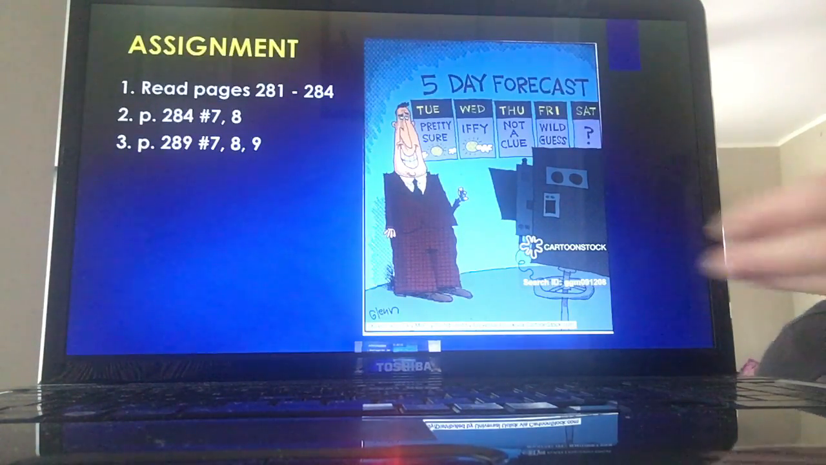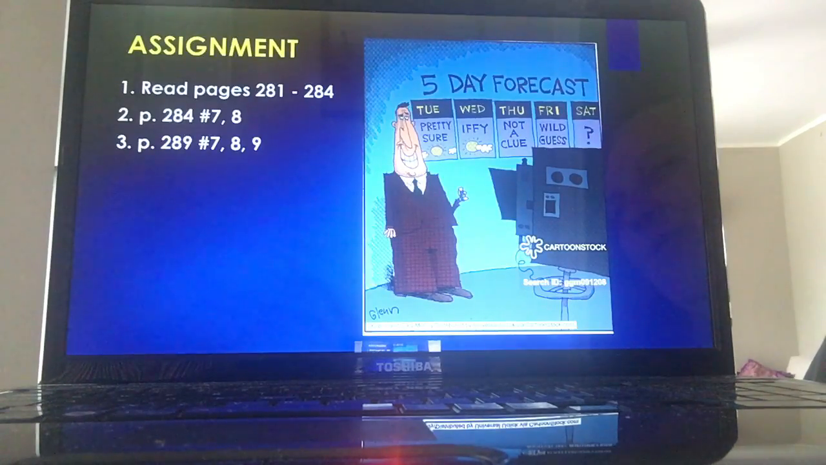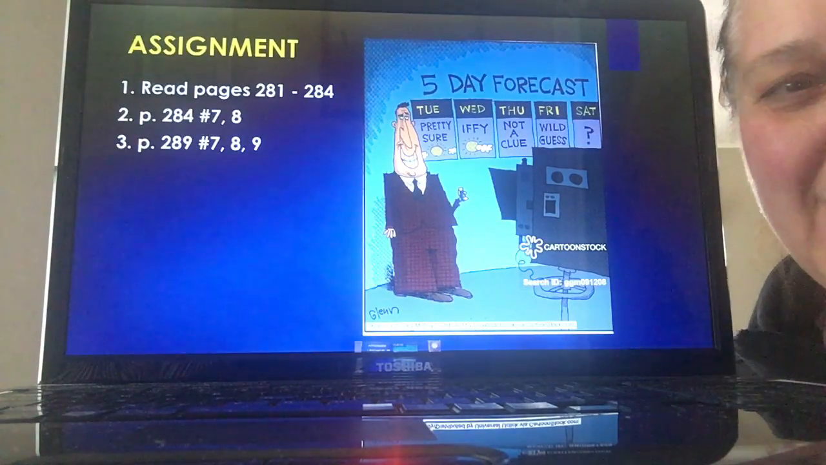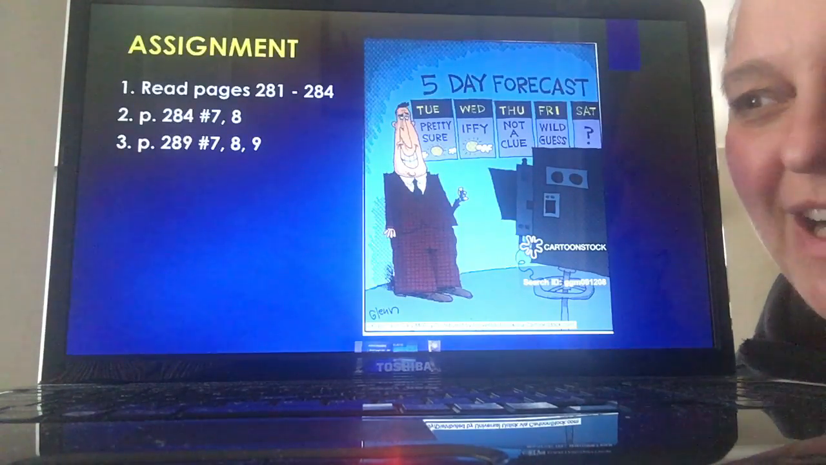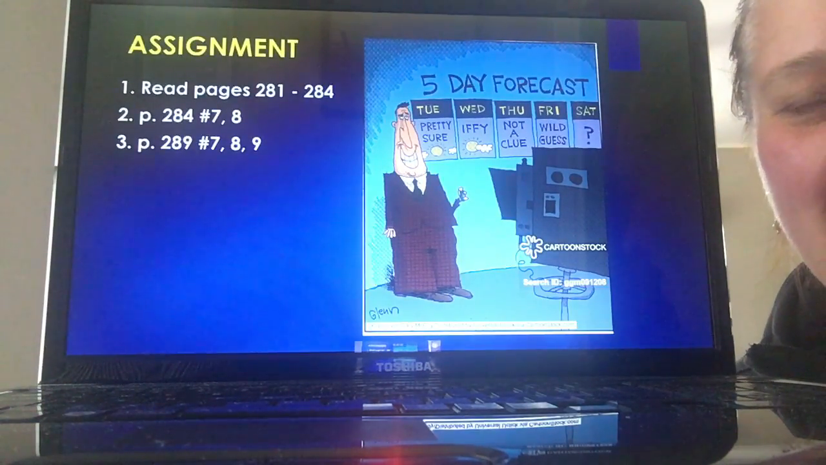And our funny joke for today is the weather forecast. So what's the forecast? Tuesday, pretty sure it's going to be sunny. Wednesday, iffy. Thursday, not a clue. Friday, wild guess. Saturday, question mark. And even though we've come a long way in science, there are limitations on predicting weather. So yeah, the long-term forecast can change and usually does.